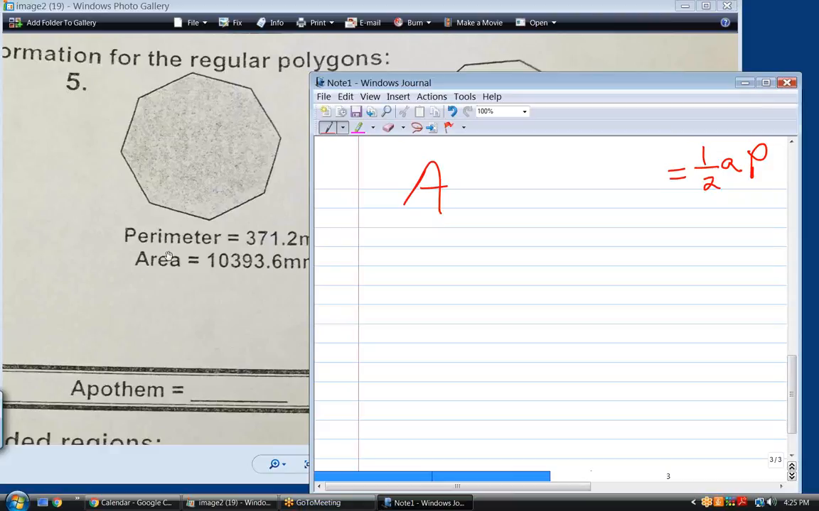What two things do they give you? Perimeter and area. That's only going to leave the apothem as an unknown. And as long as you have one equation and only one unknown, you're always going to be able to solve for it. So what's the next thing I should write?